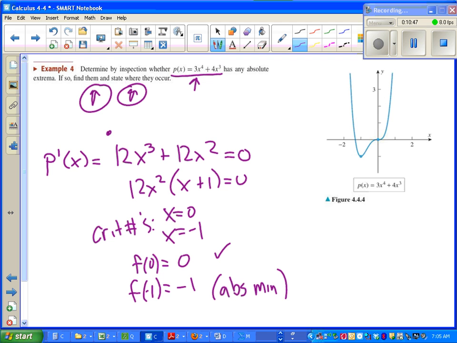Now you can look over to the graph to the right and you'll notice that this kind of follows from what we just found out, the absolute minimum at -1, whereas at 0, 0, the slope was 0, but that was not a maximum. It wasn't even a relative maximum or minimum.